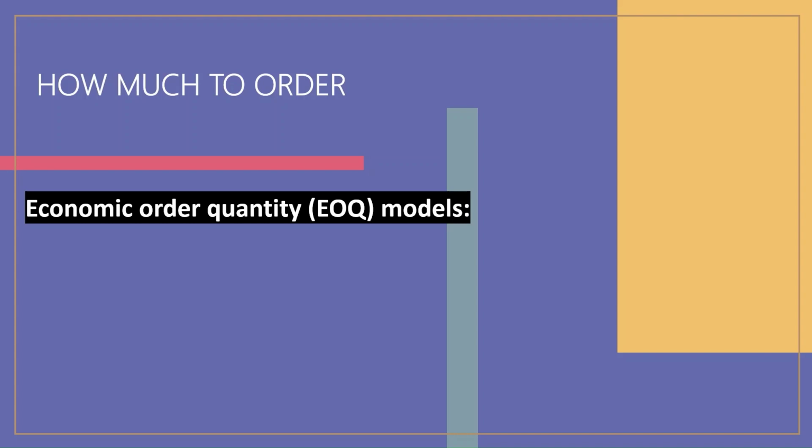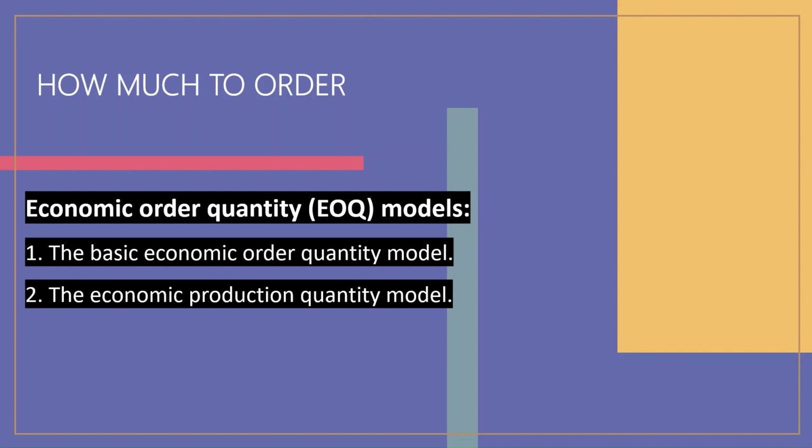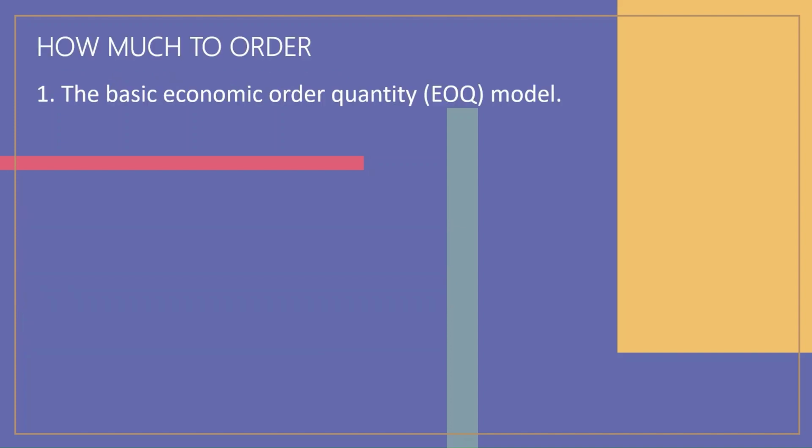EOQ models identify the optimal order quantity by minimizing the sum of certain annual costs that vary with order size and order frequency. Three order size models are described here: the basic economic order quantity model, the economic production quantity model, and the quantity discount model. Let us start with the first model. The basic economic order quantity model is the simplest of the three models. It is used to identify a fixed order size that will minimize the sum of the annual costs of holding inventory and ordering inventory. The basic model involves a number of assumptions.